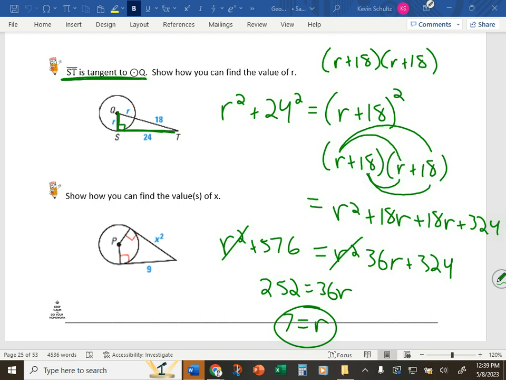Why isn't it r plus 18 squared plus r squared? Why wouldn't it be the height? It's a squared plus b squared equals c squared. So c is r plus 18, and then we square that sum. Whatever r is added to 18, and that gets squared.